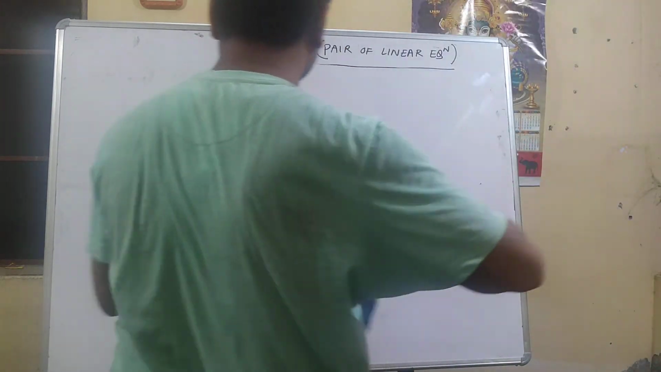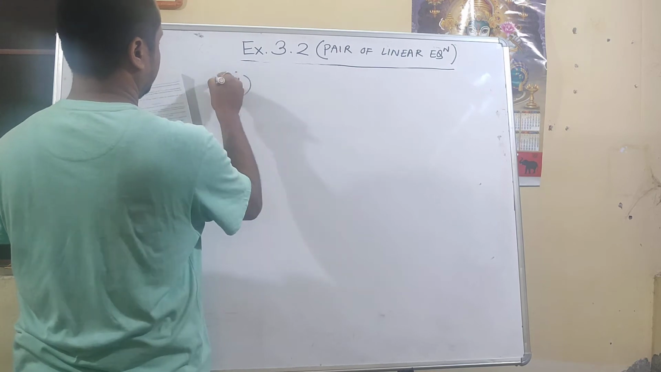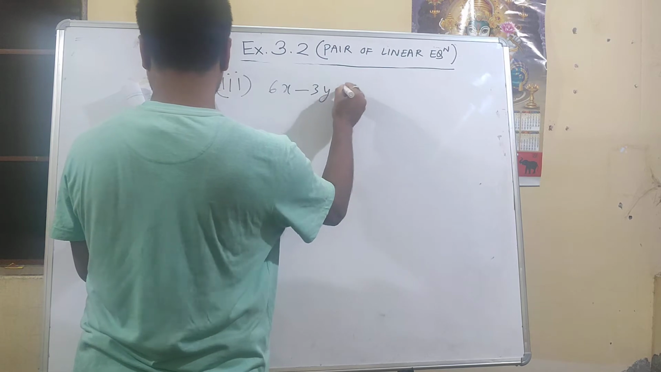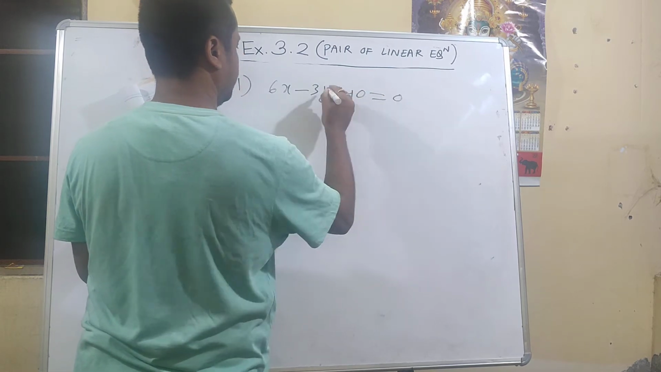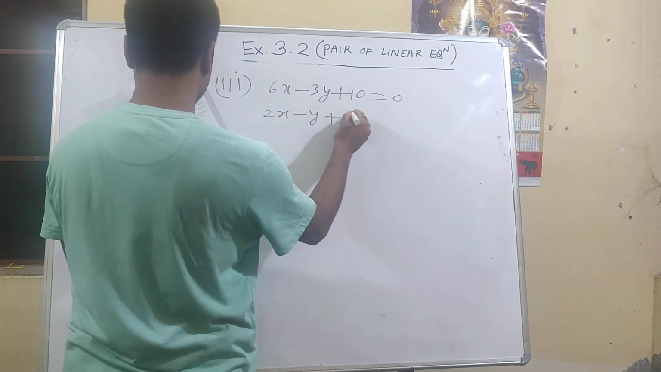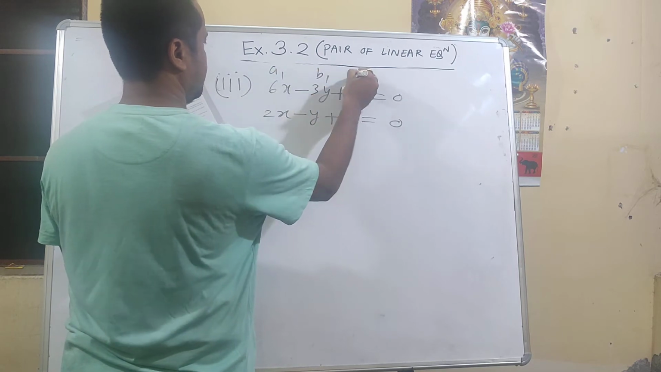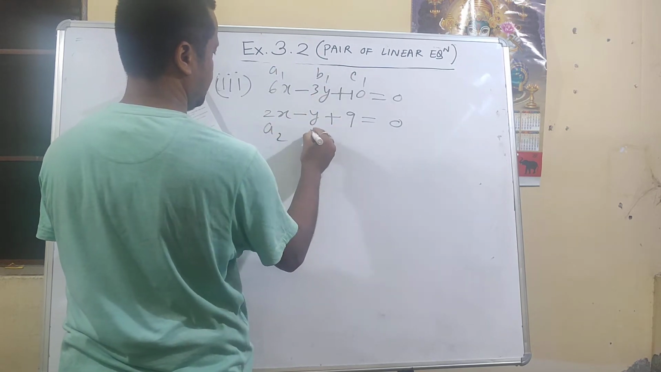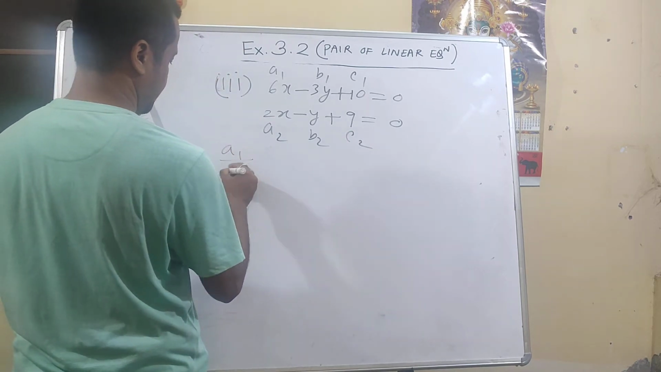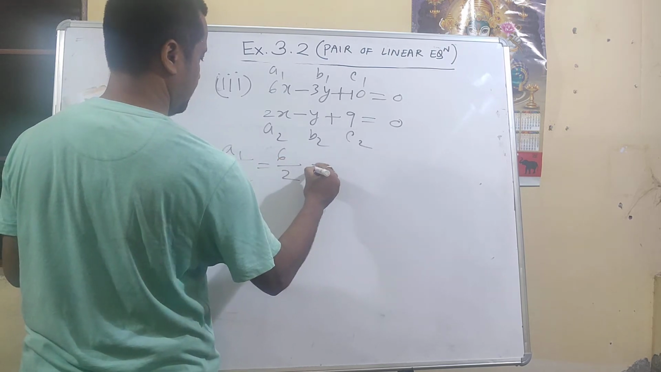Number 3. 6x minus 3y plus 10 is equal to 0, and 2x minus y plus 9 is equal to 0. These are a1, b1, c1, a2, b2, c2. Now find a1 by a2. 6 by 2 is equal to 3.